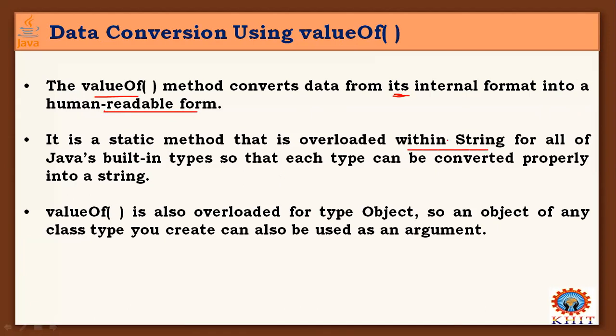overloaded within String. That is, many times you can define this valueOf method for different types, for all Java built-in types. That's why we can call this an overloaded method, so that each type can be converted properly into a string. And valueOf is also overloaded for type Object, an object of any class type. We also create these built-in types as classes, as we saw in the previous videos, and we can use objects of different class types as an argument to this method called valueOf.